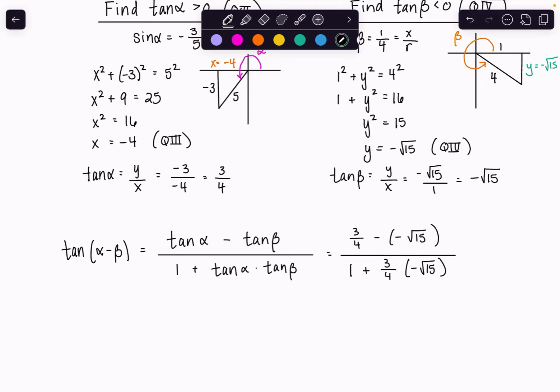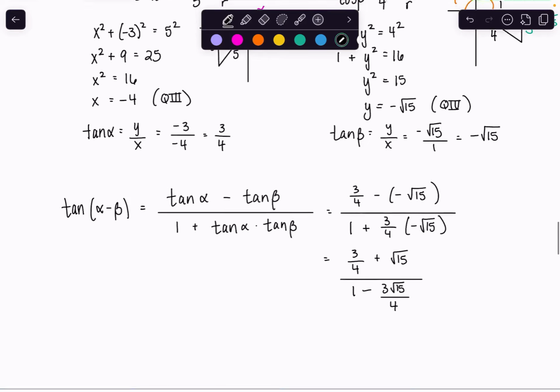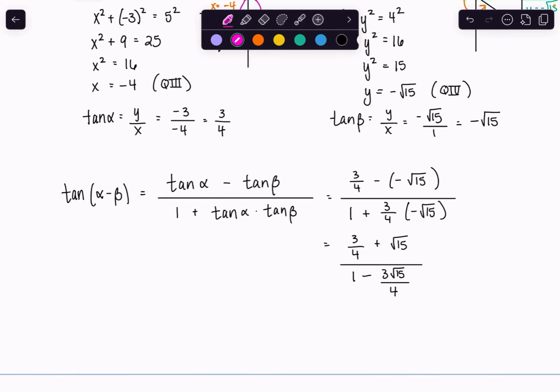So cleaning that up, that gives us 3/4 plus square root of 15. And then in the bottom, that gives us 1 minus 3 root 15 over 4. And we really do not like fractions within fractions. So I'm going to go ahead and wipe that by taking everything in the top and multiplying it by 4, and same thing in the bottom.